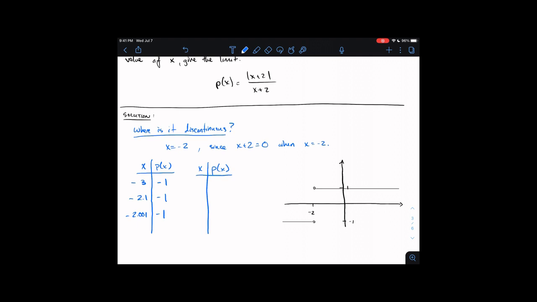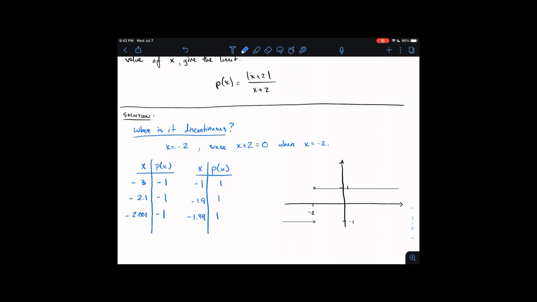Now, approaching from the other direction, let's say I wanted to do -1.9, -1.99. Now, the top will always be positive because there's an absolute value there. But because these negative numbers are smaller than the other number on the bottom, so -1.9 plus 2, the positive 2 is bigger than the negative 1.9, so that number is going to be positive as well. So I'm going to get nothing but 1s here.